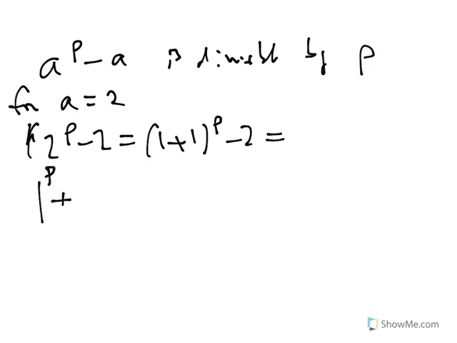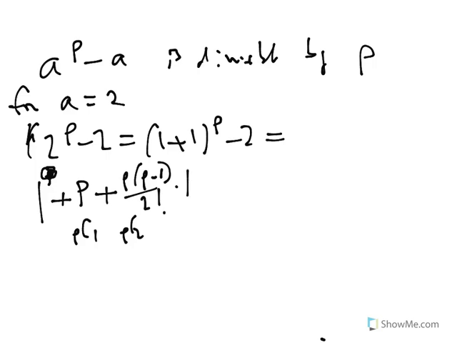1 to the p, this is pC1, which is just p, times 1 to the p minus 1 times 1, still 1. Plus pC2, which is p times p minus 1 over 2 factorial, times 1s. So this is going to go on until we get to the last term, which is 1, minus 2. This minus 2 can cancel out with this plus 1, and all that's left is the other terms.